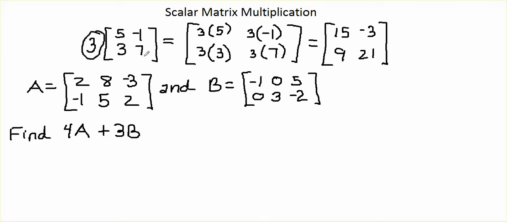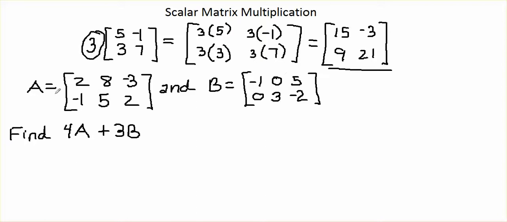And as you can see, when you multiply by a scalar, you multiply each element of the matrix by the scalar. So when you multiply this 3 by this matrix, you are going to multiply each of the elements in this matrix by the number 3. And you can see here, you multiply 3 times 5, 3 times negative 1, 3 times 3, and 3 times 7. And then you simplify your result and you get this matrix right here. 3 times 5 is 15, 3 times negative 1 is negative 3, 3 times 3 is 9, and 3 times 7 is 21. So let's work through another example.